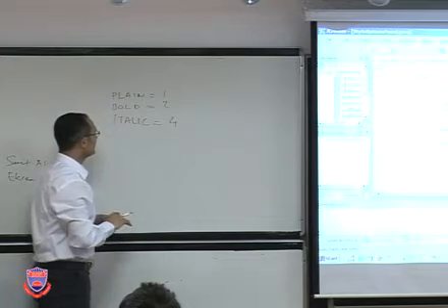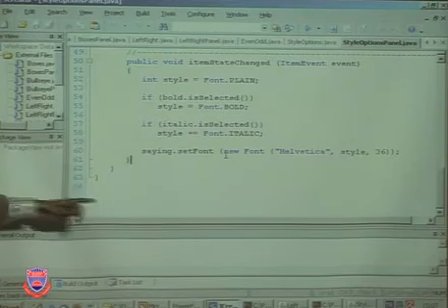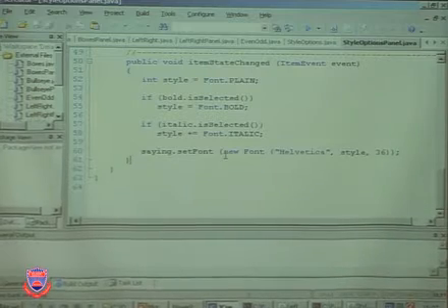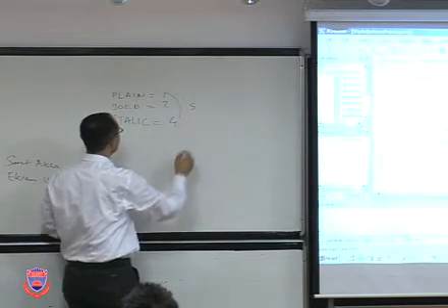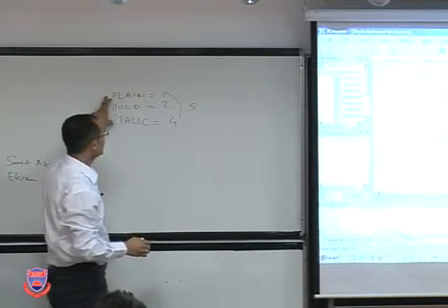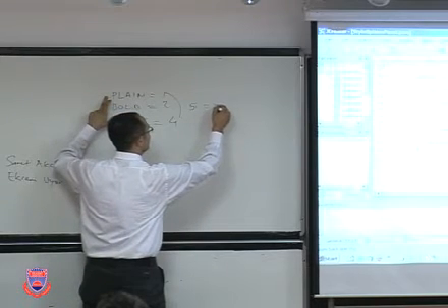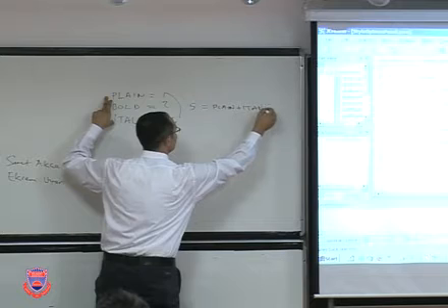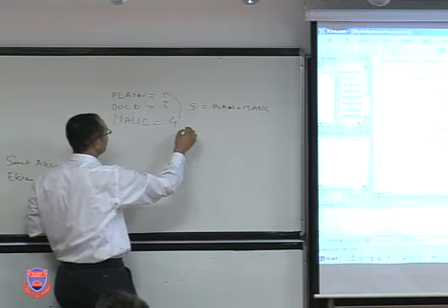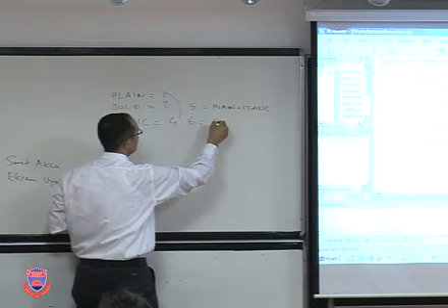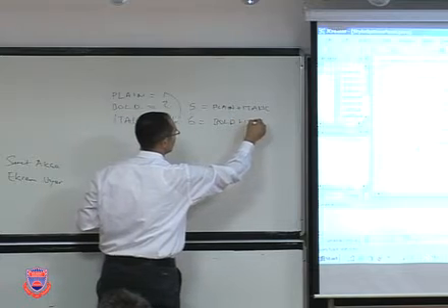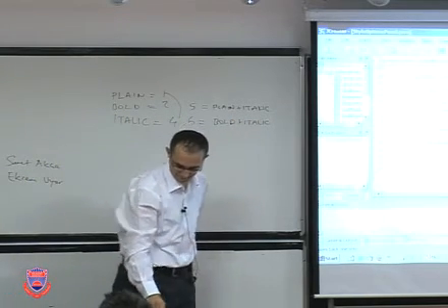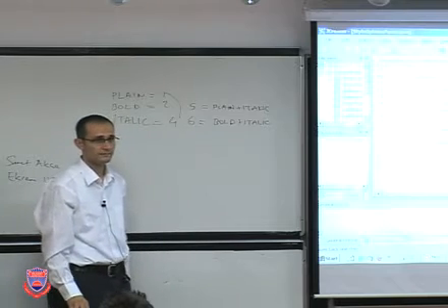And in that case, it is going to be based on the style number. If it is 5, you could say it is plain and italic. If it is 6, you could say bold and italic, and so on. Okay? Any question?